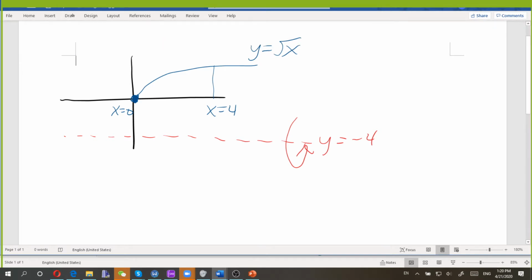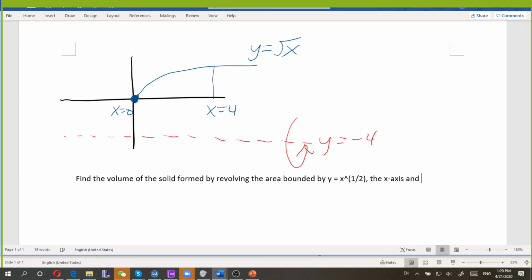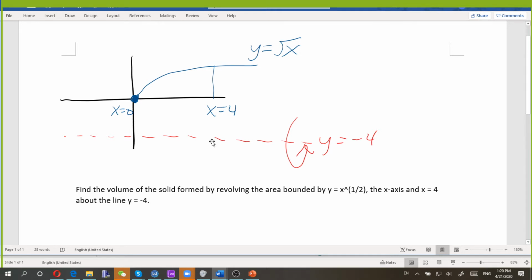So I would write something like: find the volume of the solid formed by revolving the area bounded by y equals the square root of x, the x-axis and x equals 4, about the line y equals -4. Give myself a little bit more space.